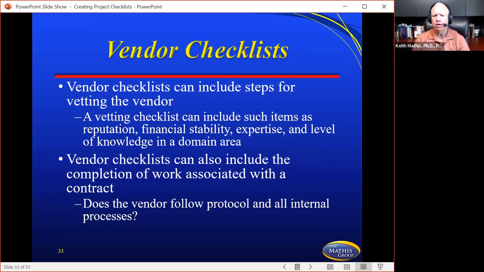The vendor checklist. Vendor checklist can include steps for vetting the vendor. Vetting checklist can include such items as reputation, financial stability, expertise, level of knowledge in a domain area. All of these things can be part of a checklist for someone to research or to check out on a vendor before you sign a contract with that vendor. If there's something wrong with that vendor, you want to know it ahead of time, not after you've signed that contract. So vendor checklist can also include a completion of work associated with a contract. Does the vendor follow protocol and all internal processes?